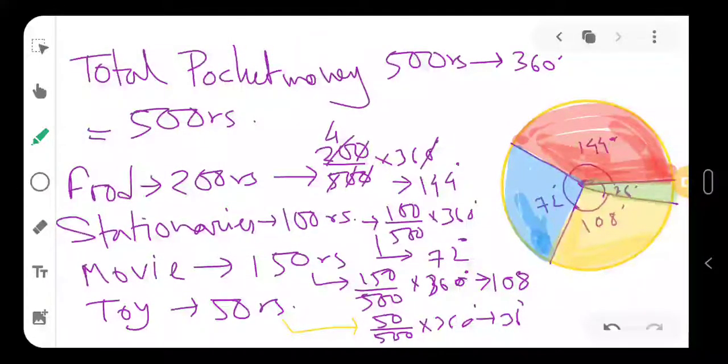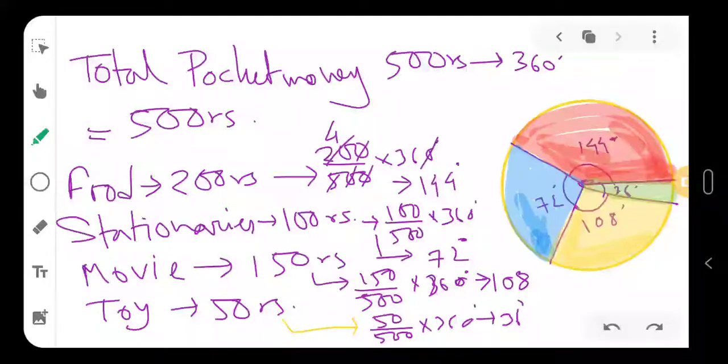Okay. So this will be the pie chart, which will represent how much you have used for your food, how much you have used for your stationaries. And looking into this, you can easily say that, yeah, most of my money I have used for my food part, right? So this is the way of drawing a pie chart. So this was the tutorial for that.